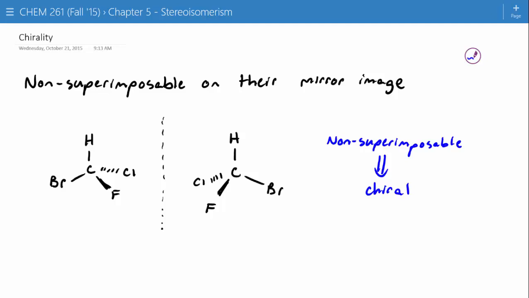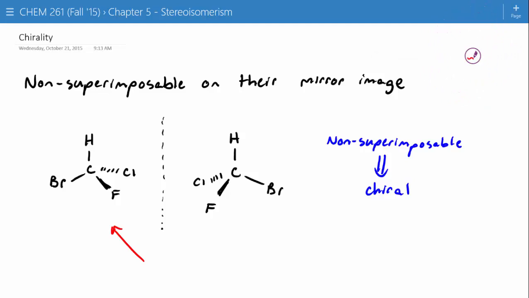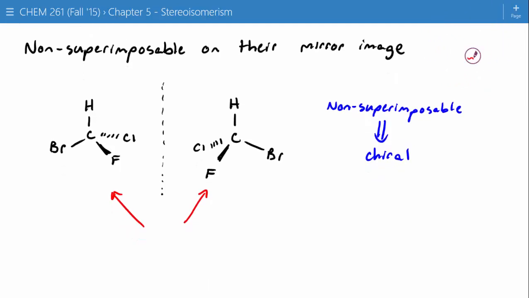And so what chemists call these two, when we draw the mirror image of a molecule and they're non-superimposable, we call them enantiomers. And we're going to talk a lot more about classifying pairs of molecules, but this is directly related to chirality. These are a pair of enantiomers. Let's try to assign R or S to the one on the left.